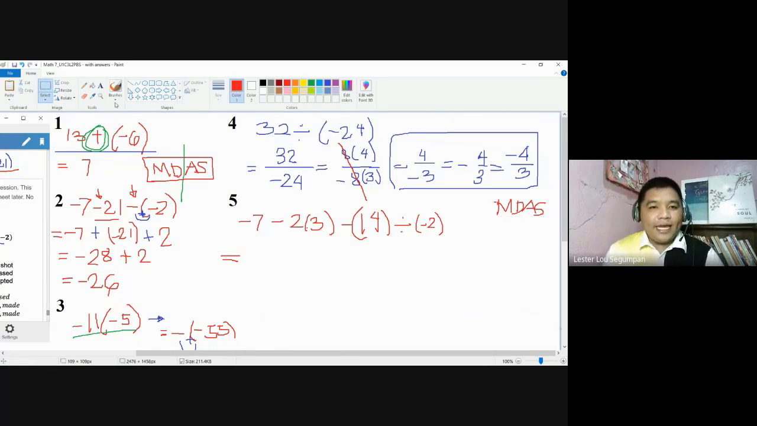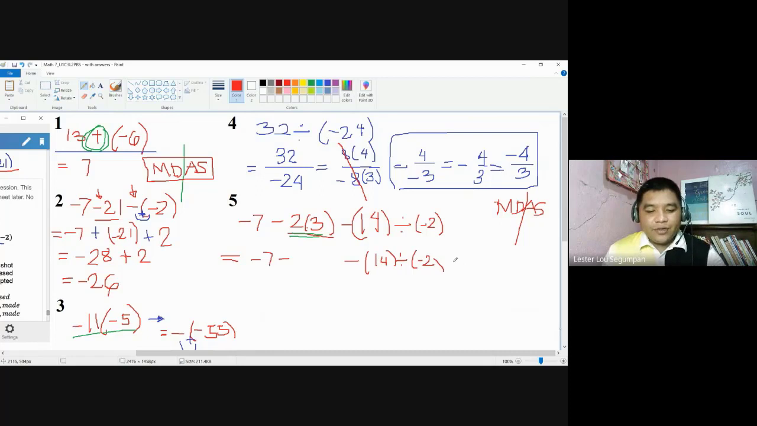When I talk about MDAS, again, it's not necessarily A before S, it's whichever comes first. So here, let's try to talk about M or D, whichever comes first. I'm going to do it step by step here. We have here a multiplication process, so let's do it first. When we start using this process, do not change other terms. That would mean negative 7 still, minus, here you have minus 14, and then divided by negative 2.